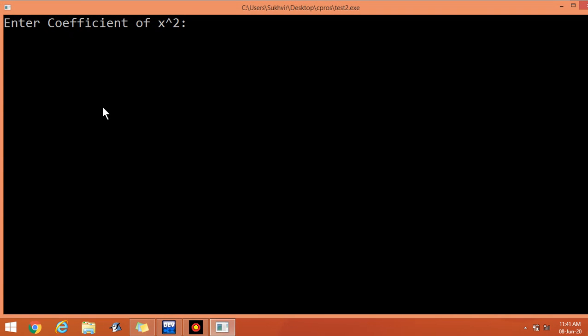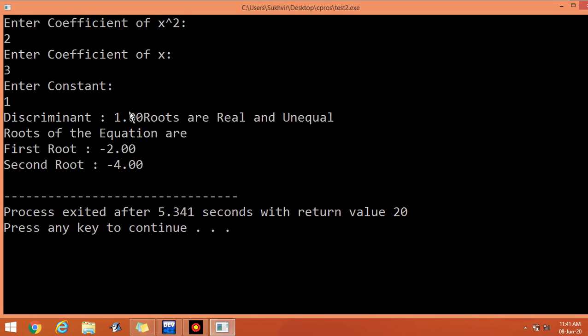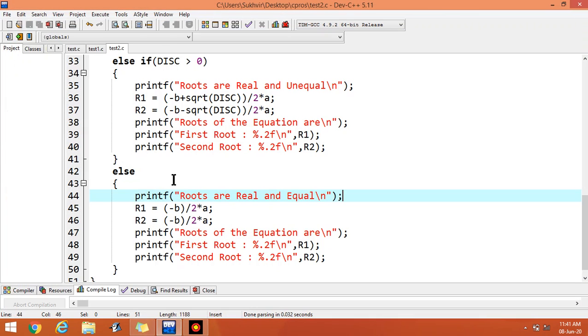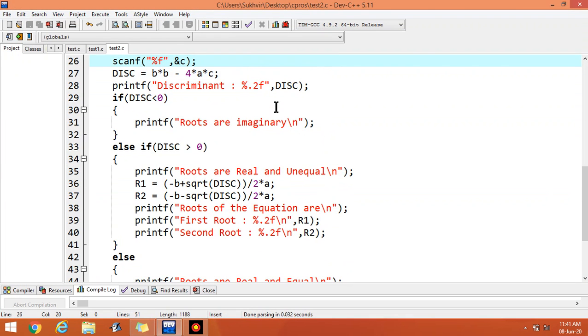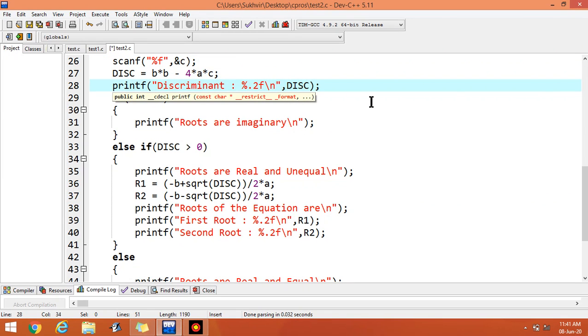Enter the coefficients here. Suppose I write 2, 3 and 1. The discriminant is equal to 1 and roots are real and unequal. Roots of the equation are, you can insert a new line here, and then roots are minus 2 and minus 4. Now what to do? You can write a new line here so that you can separate the content. Let us execute again.